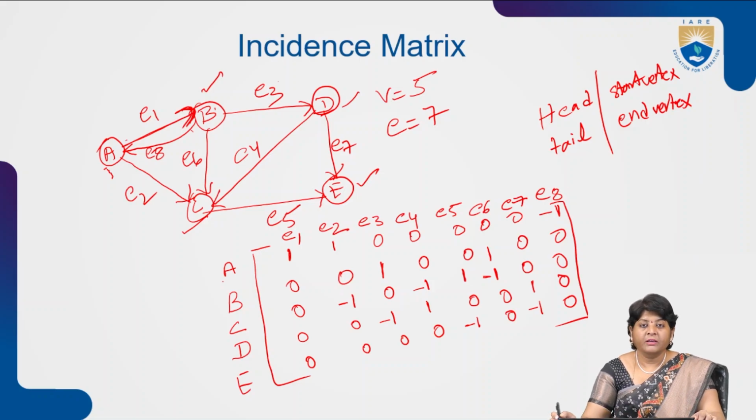So in this way we will represent the incidence matrix for a directed graph. For an undirected graph, the entries are 1 and 0. For a directed graph, we need to include -1 if the vertex acts as an end vertex. If the vertex acts as a starting vertex, then we will mark it as 1.